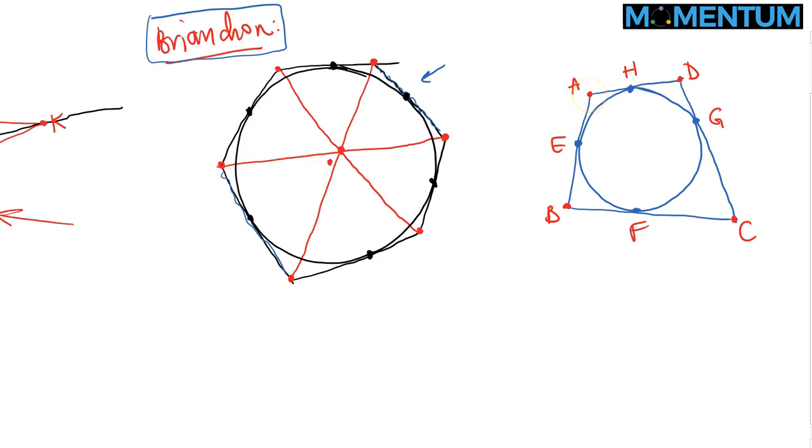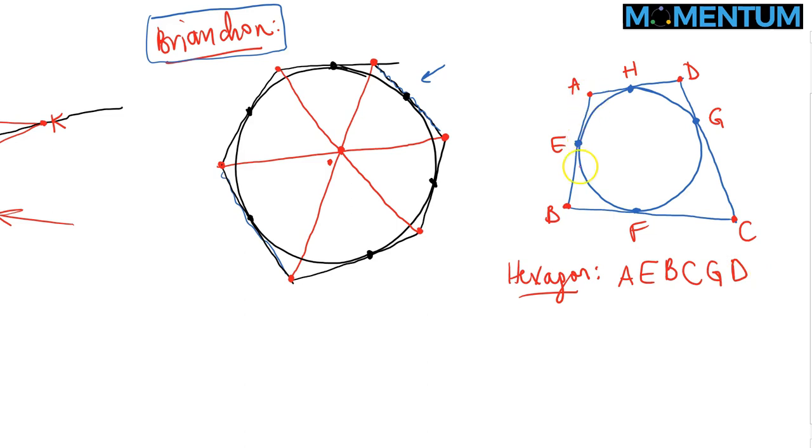I will apply it to the following hexagon, namely hexagon A, E, B, C, G, D. Now this is a strange hexagon, isn't it?